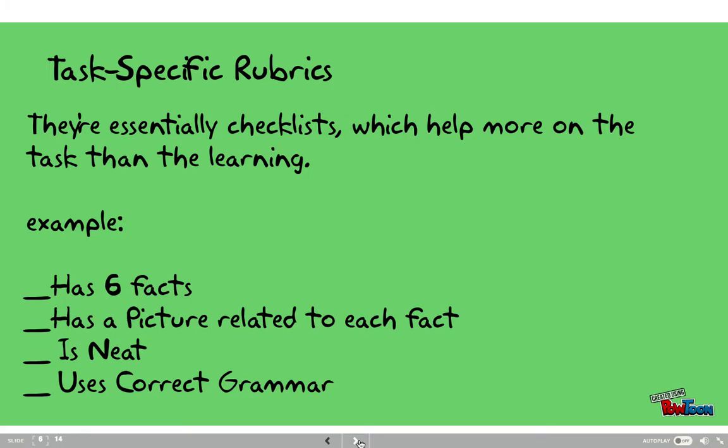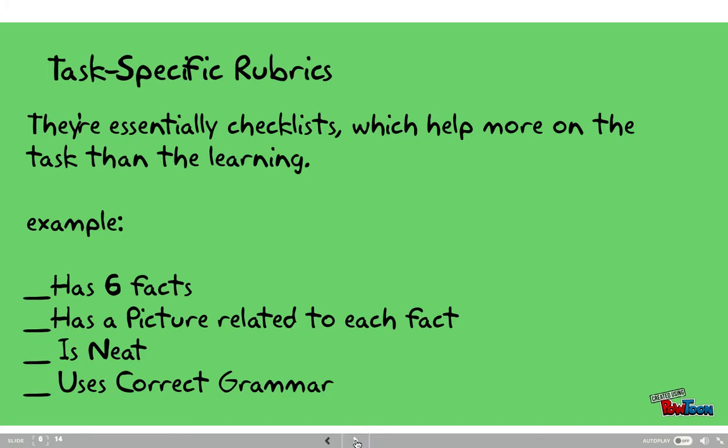So what's the difference then between a general rubric that provides these thorough descriptions, and a task-specific rubric? Well, task-specific rubrics, again, are essentially checklists, and they're great. They serve a purpose, but they sometimes are disguised as general rubrics, when in reality, they're really just a checklist of things that students should make sure they've incorporated into their assignment. So it might be has 6 facts, has a picture related to each fact, is neat, uses correct grammar. If they can check all those boxes, then they're ready to hand it in.